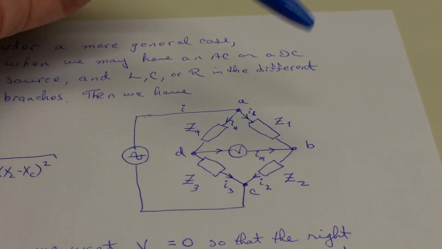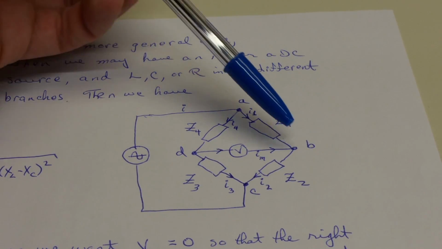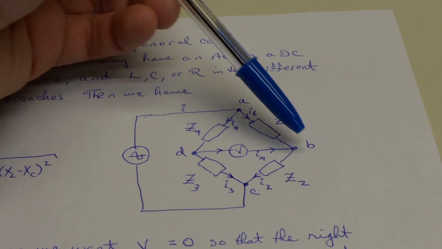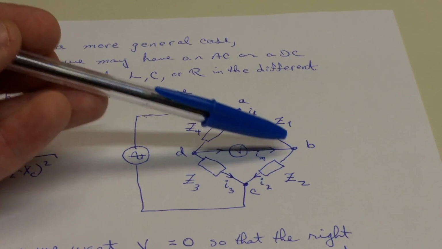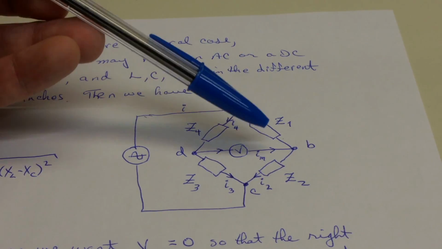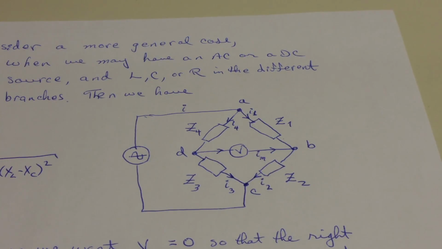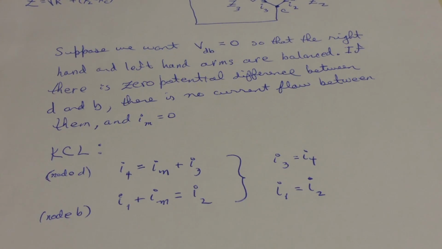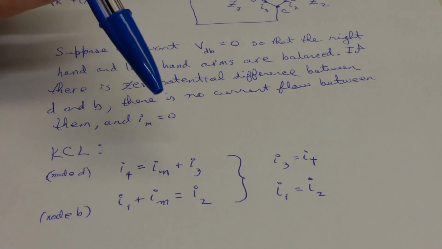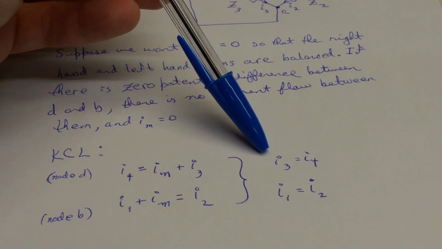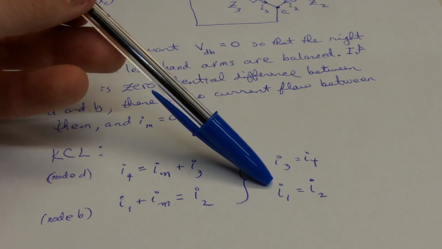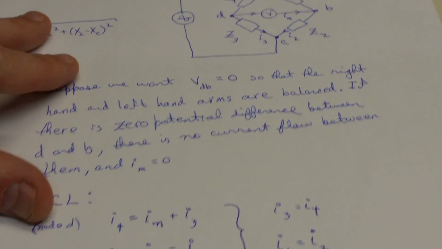Then we apply the same rationale to what's going on at node B. So we have I1, but now we have IM emerging from the meter and converging on this node. So we have I1 plus IM has to equal I2. And that's our second equation. But we supposed that IM is 0. So this is a very simple result that we have I1 equals I2 and I3 equals I4.